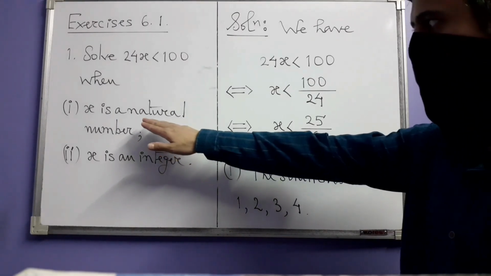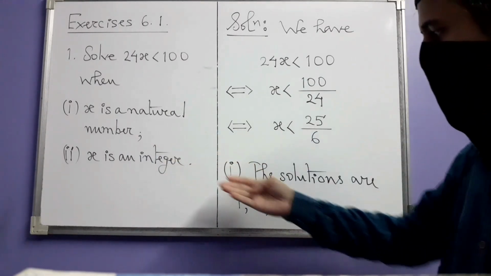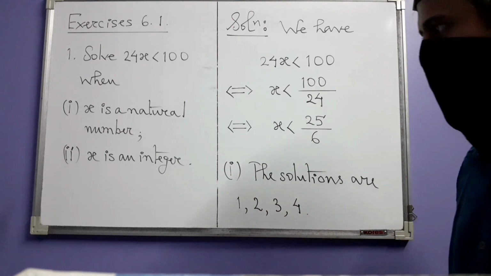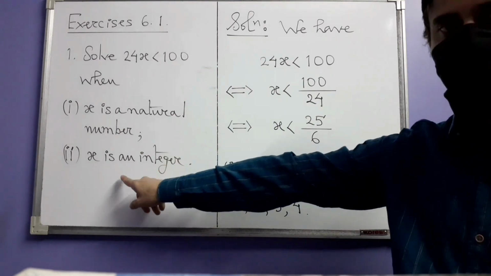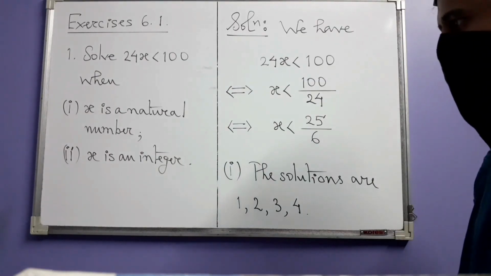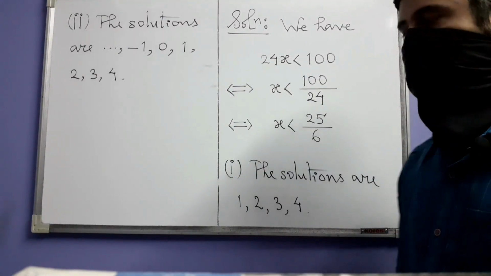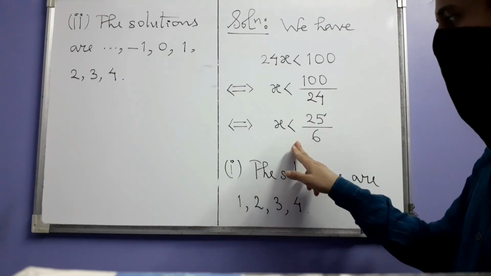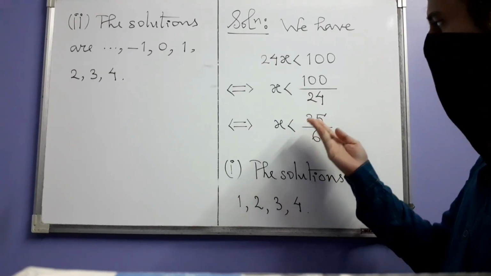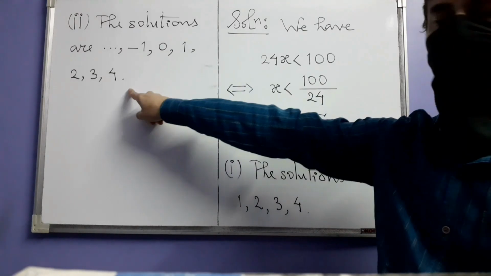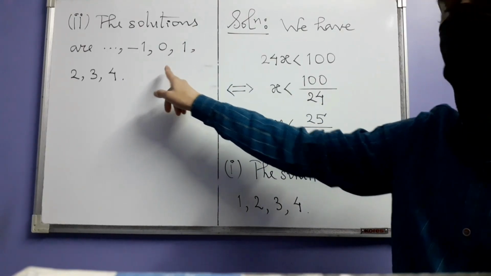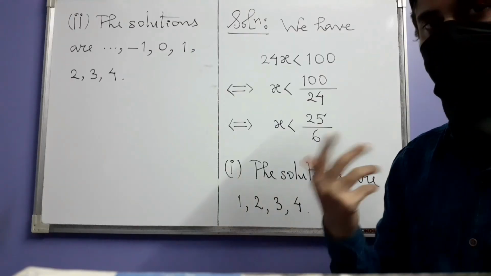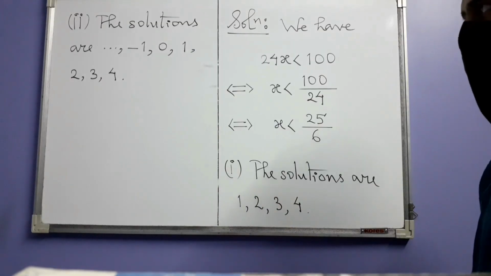Then under the condition that x is a natural number, these are the solutions 1, 2, 3 and 4. But then for the second one it will change. So for part 2 we need all integer solutions to this inequality. That means we have to consider all integers less than or equal to 4. That's why we have written like this. So unlike this first case, in the second case there are infinitely many solutions.